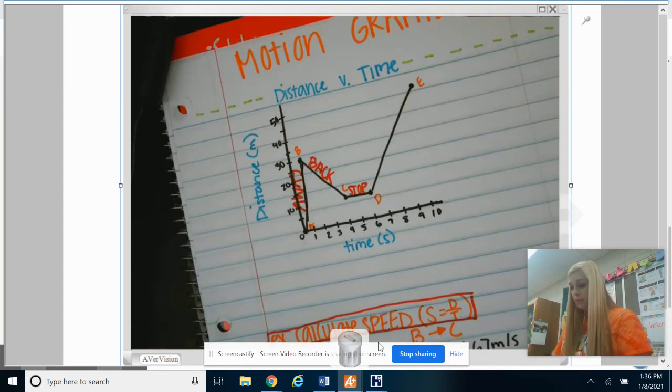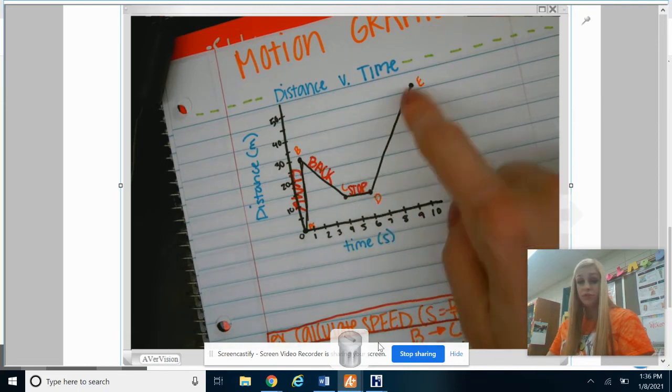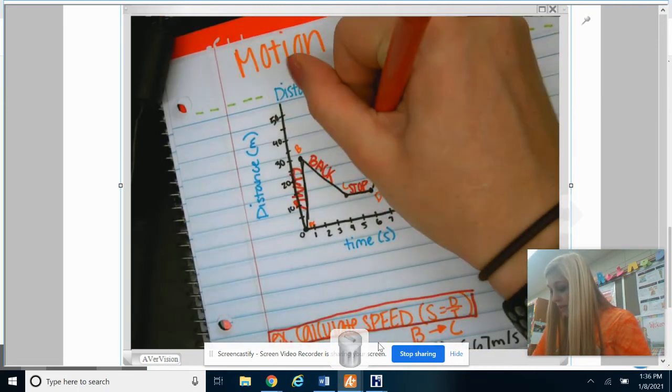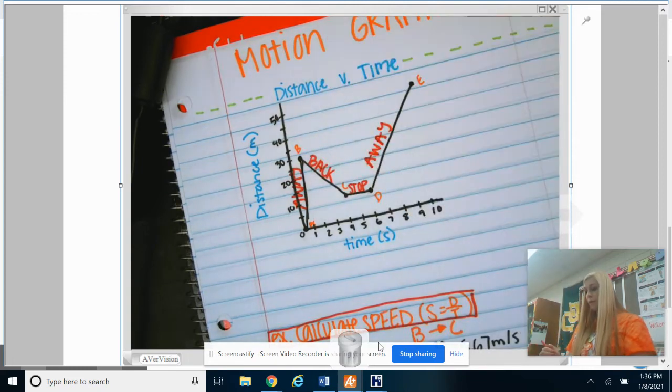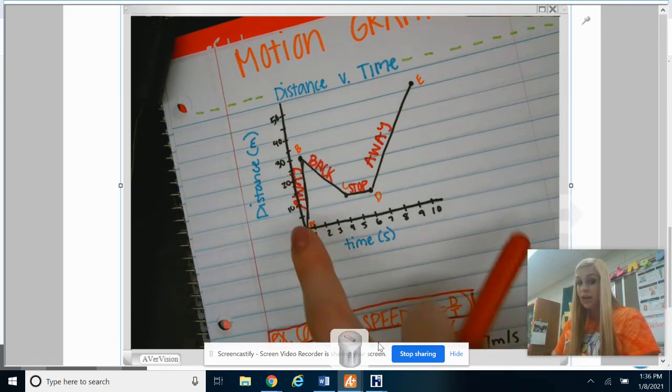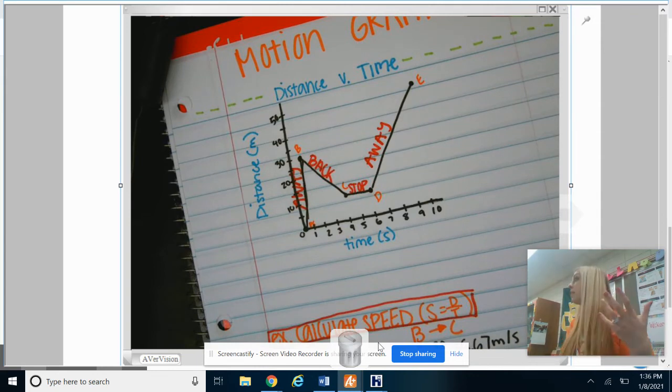And in this one, we started at 10 meters, we moved to 50 meters. So again, we were traveling away from the start. So a distance time graph can kind of be like a path of where you walked. Let's pretend it could be a car, it could be a plane, but let's pretend this is a graph of where we walked. And let's pretend we were on a football field.